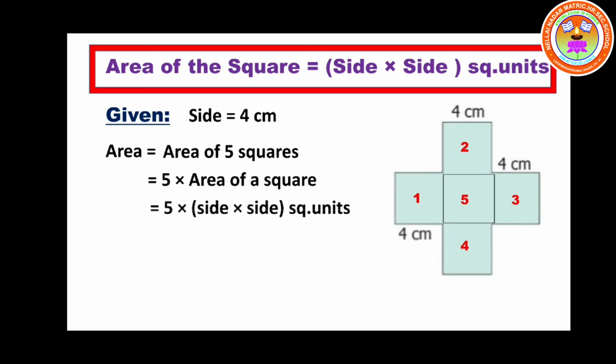So 5 into, what is the area of a square formula? Side into side square units. So 5 into, side is how much? 4 centimeters. So 5 into 4 into 4, which is equal to 5 into 16, which is equal to 80 centimeter square. Okay, when you are finding area, you have to write the units in square units. Okay, now let us move on to second subdivision.